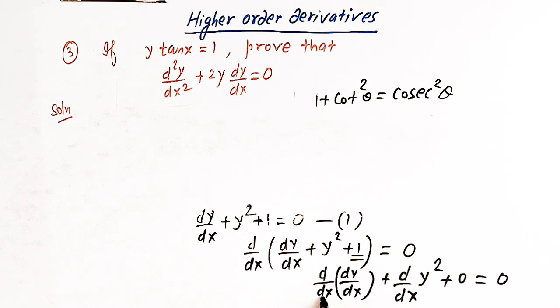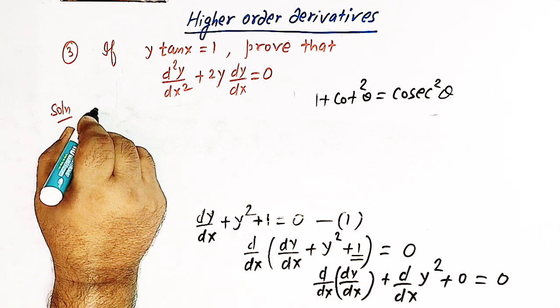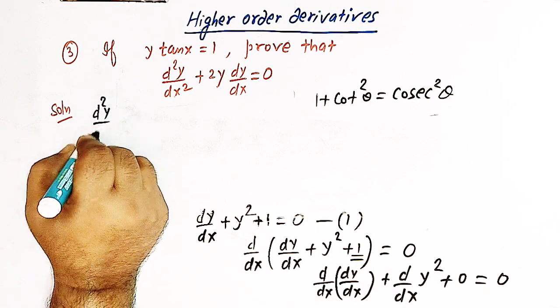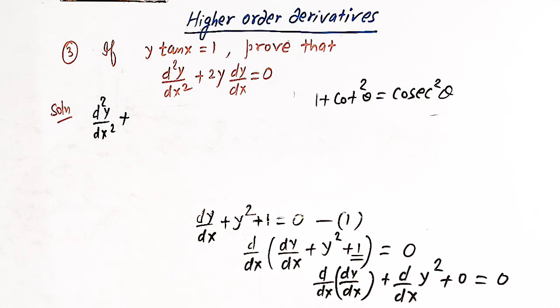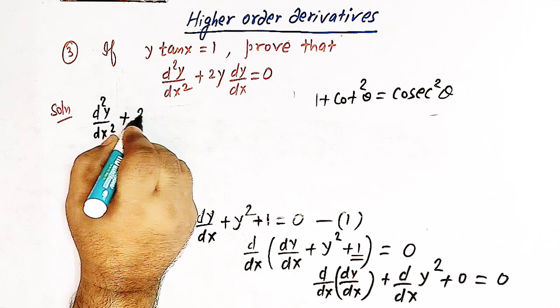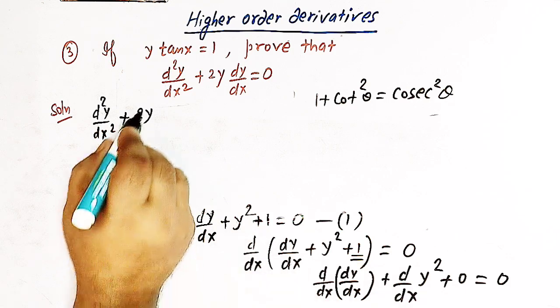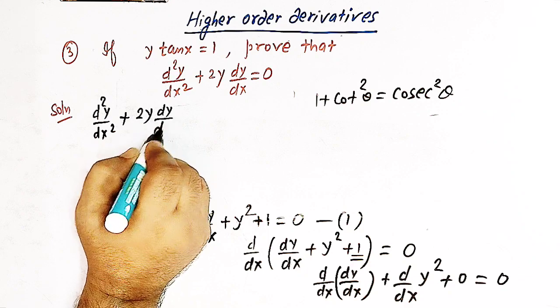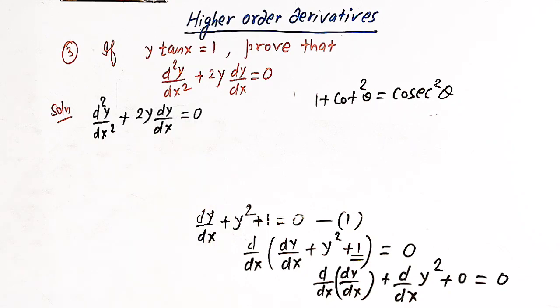So now d by dx of dy over dx is d2y over dx2, and the derivative of y square with respect to x is given by 2y dy over dx, and this is equal to 0, right?